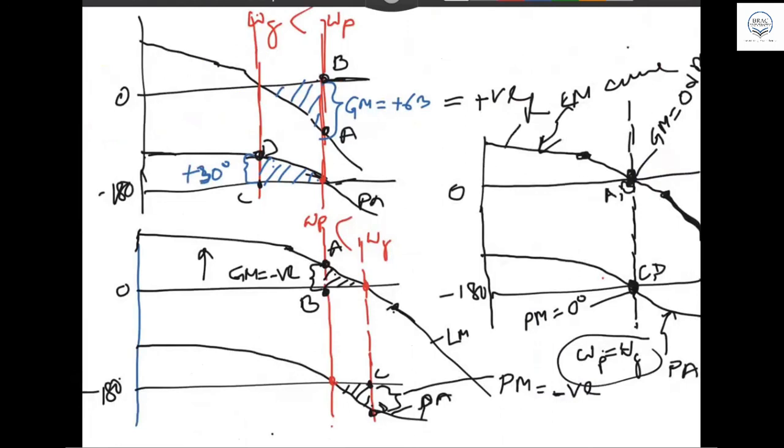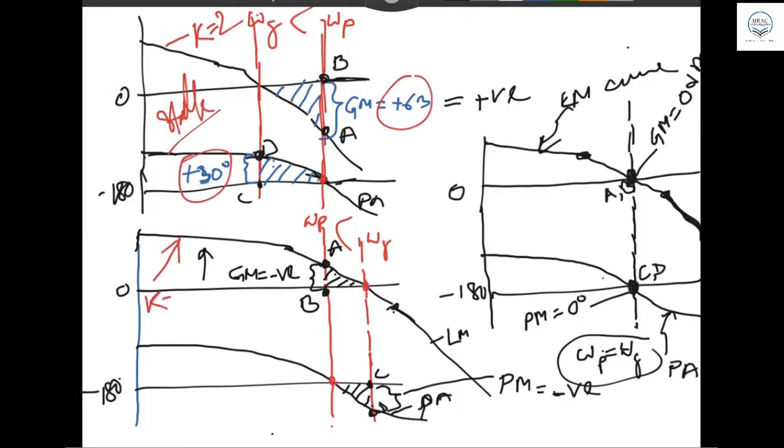So the question here: we got the K value. What is the K value in this case? We got 6 dB and 30 degrees. What is the K value for this case? 2. Good. In all our cases we got 2, and our case here is a stable system. Now, for this case, the K value needs to be changed.